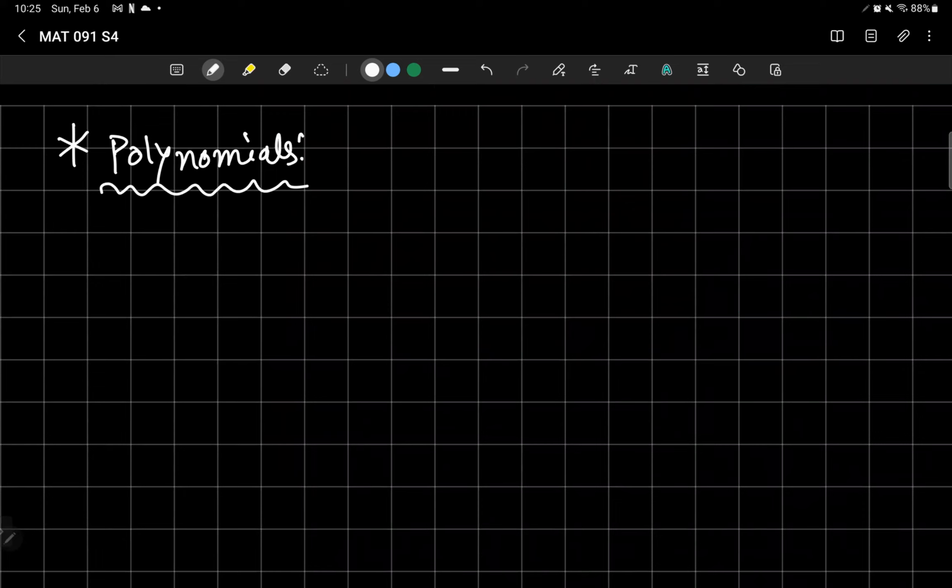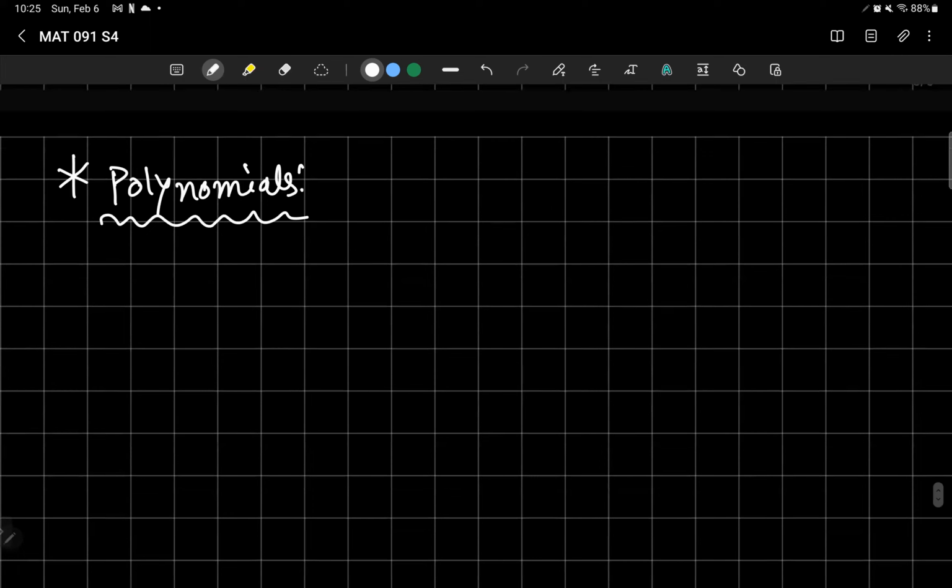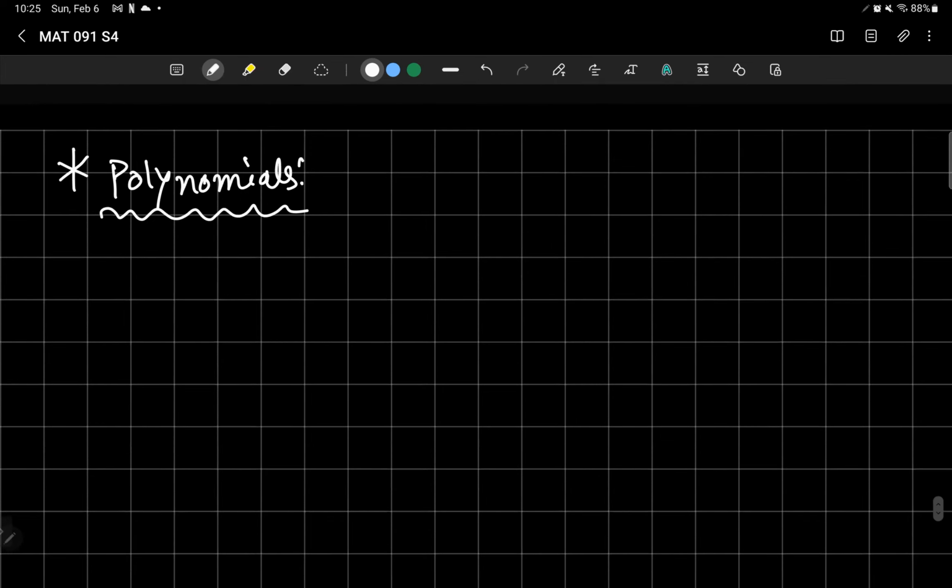Okay, so yeah, polynomials. Well, what is a polynomial? There's a lot in polynomials. I don't know which one I should cover first, but let's define polynomials first. Let's say you have something like this, an algebraic quantity.